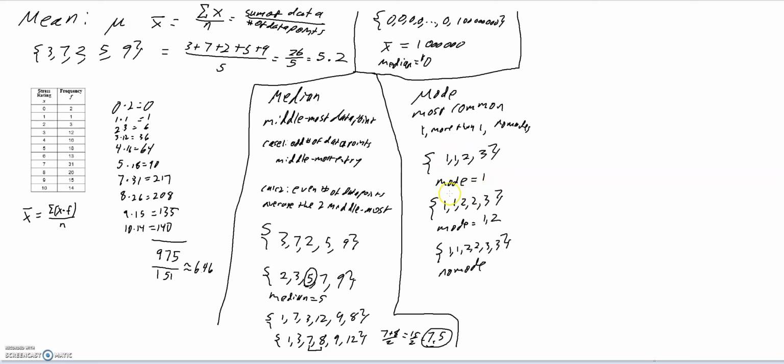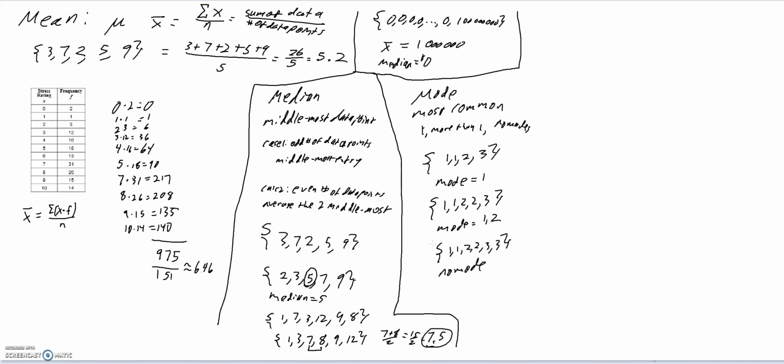Our second option is where we have 1, 1, 2, 2, 3. We note that 1 and 2 both occur the same number of times, but 3 occurs less. This tells me that 1 and 2 are the mode, so my mode is 1 and 2. And then finally, if we have 1, 1, 2, 2, 3, 3, well, all of those occur the same number of times. If your data points occur the same number of times, then that means there is no mode.